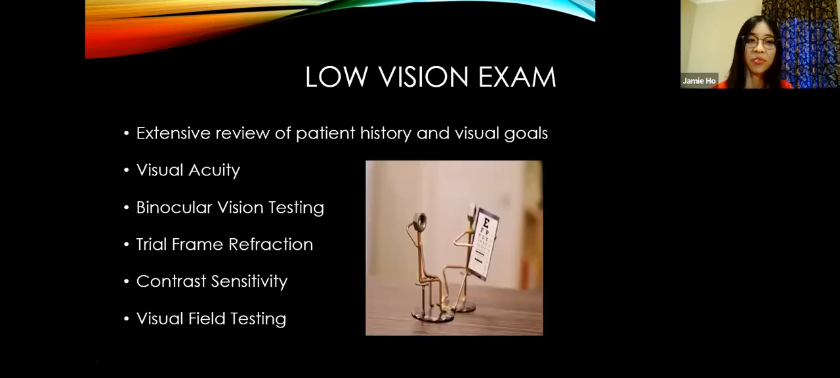So what's in a low vision exam, and how does this differ from a primary care exam? We're going to look at different elements, and this is my little roadmap. We're going to talk about history, visual goals, and different elements in the visual acuity. I do some binocular vision testing, and I'll tell you why. Then trial frame refraction, contrast sensitivity, and visual field testing.